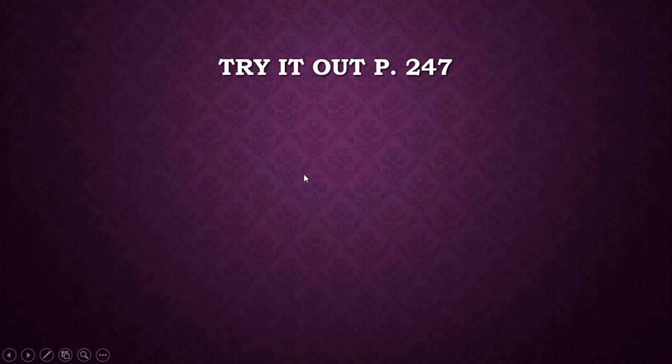So let's take a look at try it out on page 247. We're going to look at numbers 1 through 7. Your assignment is to do 1 through 26, so I'll help you with the first 7. It says in the speak up section, where do commas belong in these sentences? So you don't have to write out the sentence, you would just have to write out the word or words and then the comma. So you're going to do where the word is before the comma and then the comma.